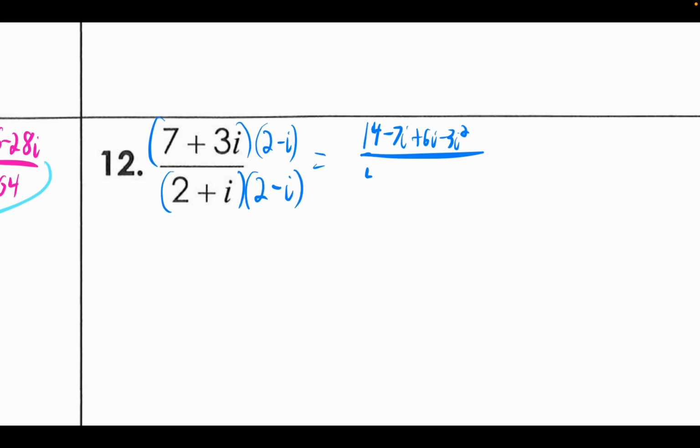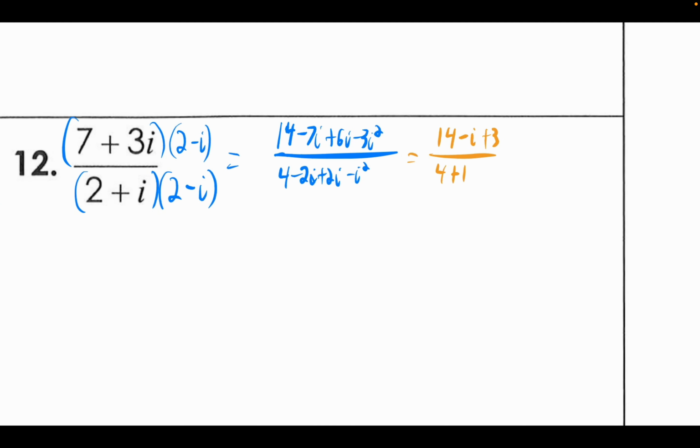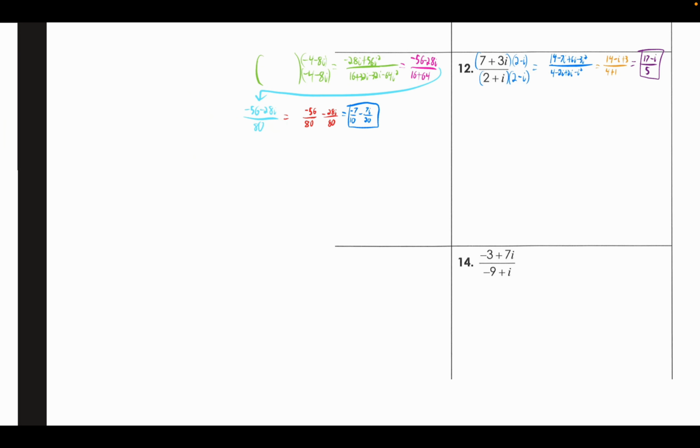On the bottom, we end up getting 4 minus 2i. Let me fix mine to minus 2i. Plus 2i minus i squared. The top ends up giving me 14 minus i plus 3. And the bottom ends up giving me 4 plus 1. Notice the top, we're still going to have an i, and that's okay. We didn't multiply the top by its complex conjugate. You multiply the top by the bottom's complex conjugate. And so the top ends up giving us 17 minus i, and the bottom is 5. 17 and 5 don't reduce, and neither do 1i and 5.